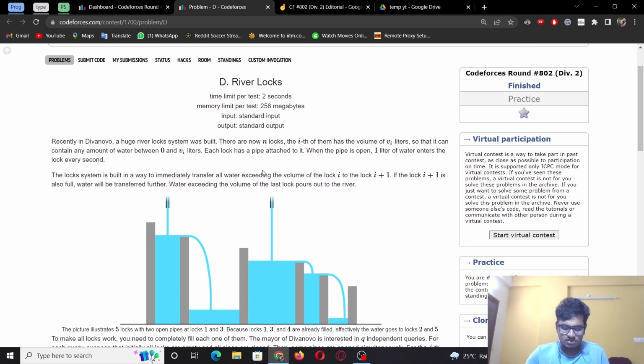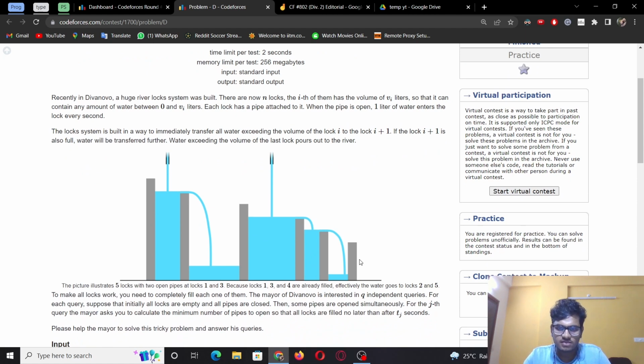Now what they have done is, basically in a city named Devando, there's a huge river lock system, and there are n locks, and each of them has a capacity of vi. And whenever a lock gets exceeded, as you can see, it overflows into the next lock, and so on, and the last one overflows to the river. So what we need to do is fill all the locks within a time tj that they provide us, and tell the minimum number of pipes that we can open.